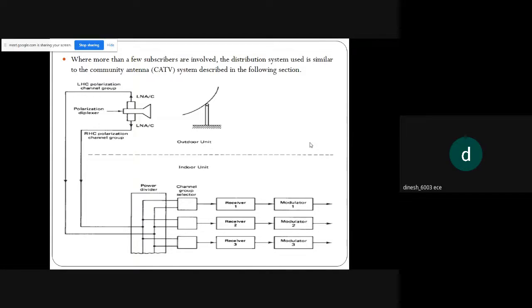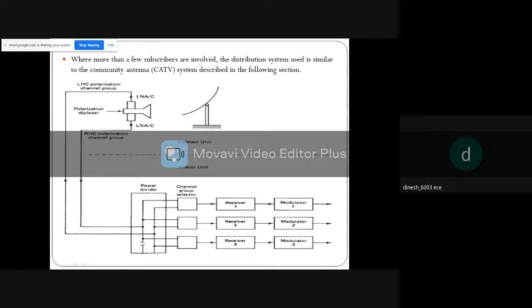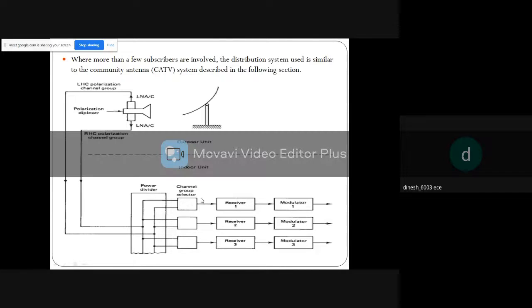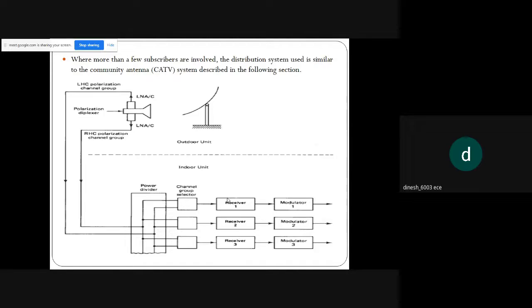Then they are fed to the power divider segment. From the power divider segment, a channel group selector selects the channels, and it is fed to a few users, probably 3, 4, 5, 6, 7 till 10 of the same indoor unit receivers. Then appropriate modulators and demodulators will be used. The concept is one outdoor unit and one indoor unit in TVRO; in MATV, one outdoor unit and many indoor units.